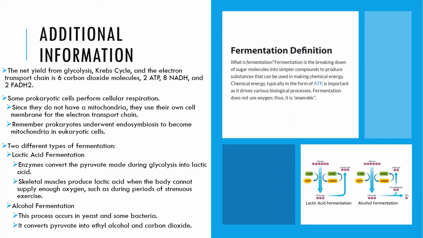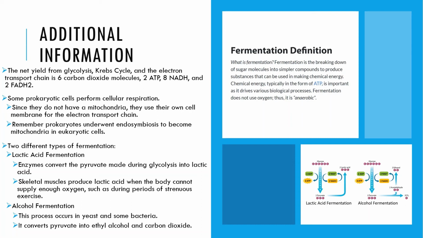Okay. With prokaryotic cells, so some prokaryotic cells perform cellular respiration. Since they do not have a mitochondria, they use their own cell membrane for the electron transport chain. Remember, prokaryotes underwent endosymbiosis to become mitochondria in eukaryotic cells. So prokaryotic cells really are just mitochondria as themselves. Again, when they were absorbed into larger pre-eukaryotic cells, they end up becoming an organelle, but they're not absorbed into anything, so really they're just like little mitochondria.